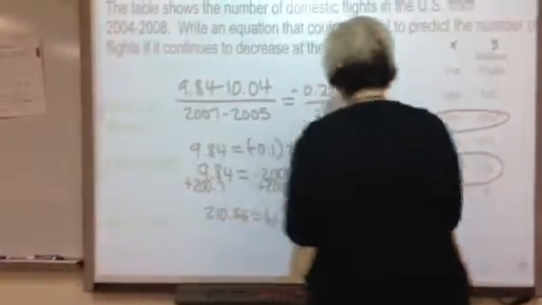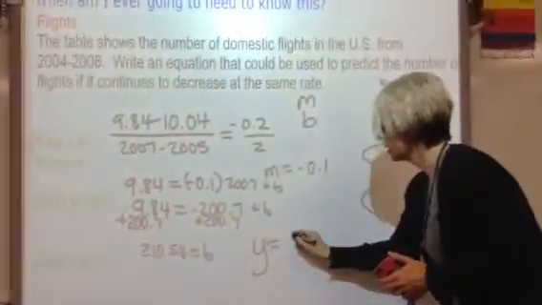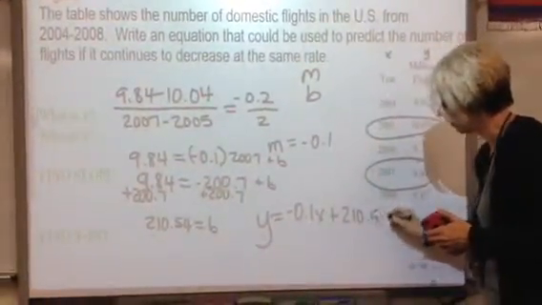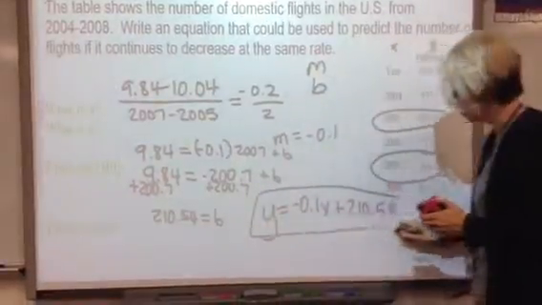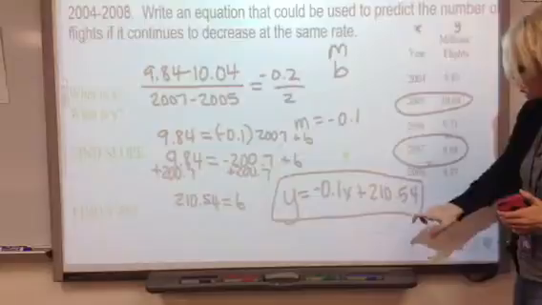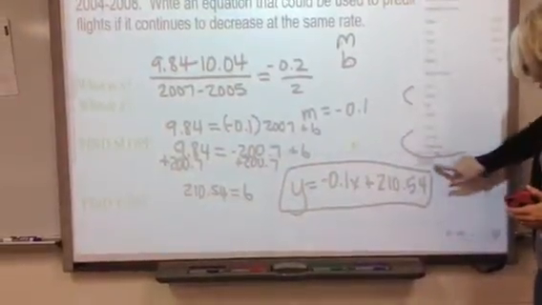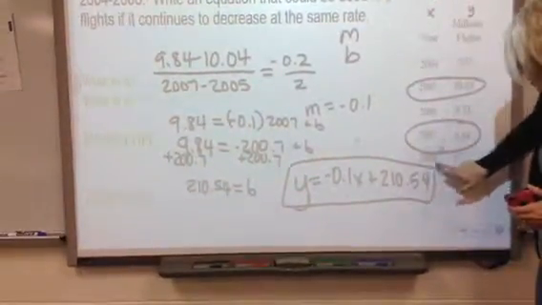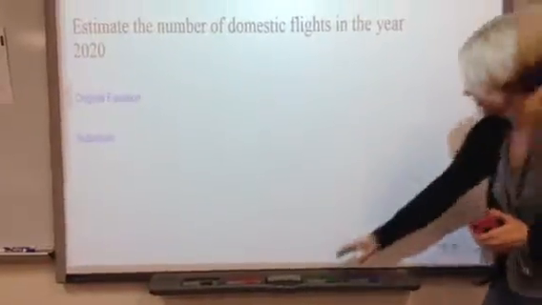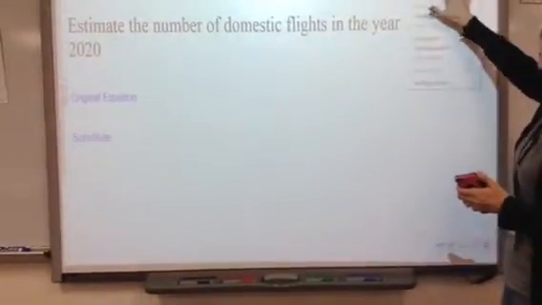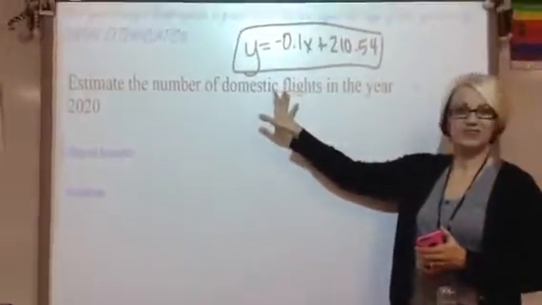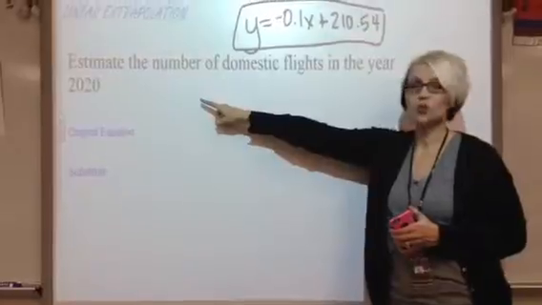Now we can write our equation. y equals negative 0.1x plus 210.54. Now this equation we want to remember because we're going to use it to do some linear extrapolation. So I'm going to go ahead and copy this right here so that we can put it on the next page. So based on this equation here that we just found, we want to know the number of domestic flights in the year 2020.